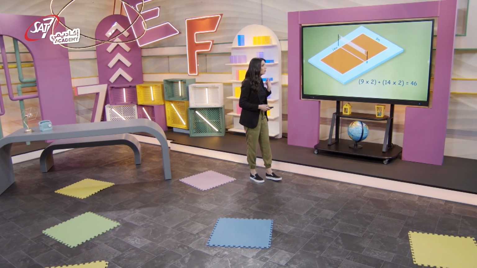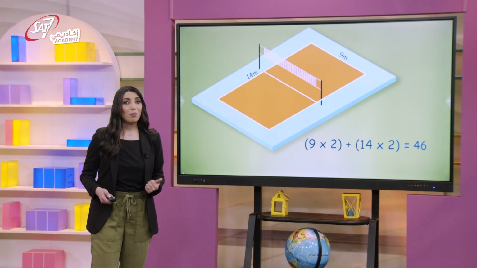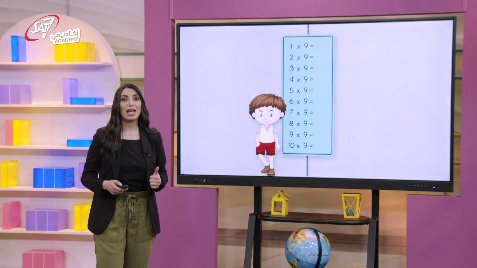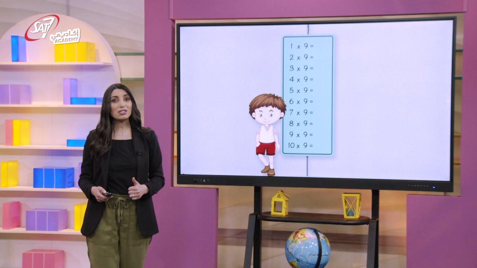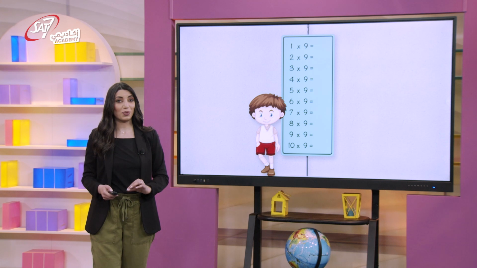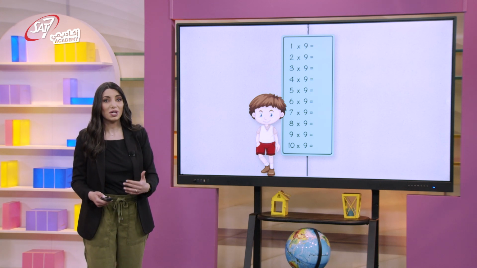It takes 9 minutes to walk all around this volleyball court once. How much time does it take to walk around the court 3 times? So 9 minutes, 3 times. What's 9 times 3? And if he walks 7 times around the court, what's 9 times 7? Multiplying by 9 can also be challenging. Let's look at some patterns as we multiply 9 with numbers from 1 to 10. I will also teach you a trick afterwards that would help you multiply faster by 9.